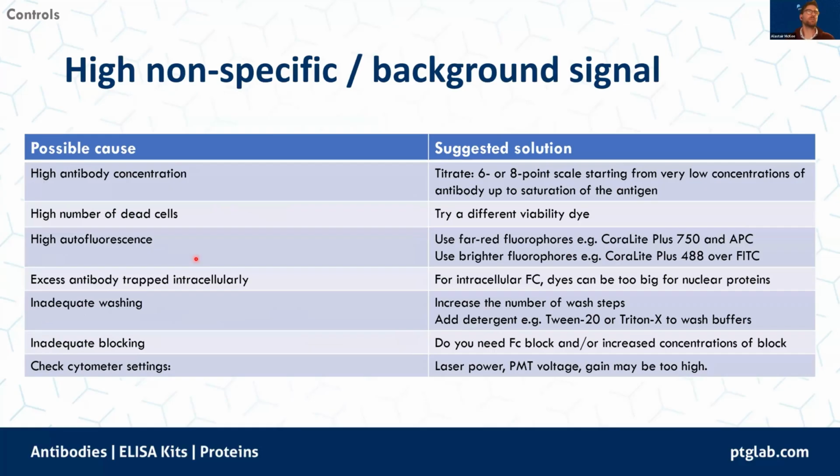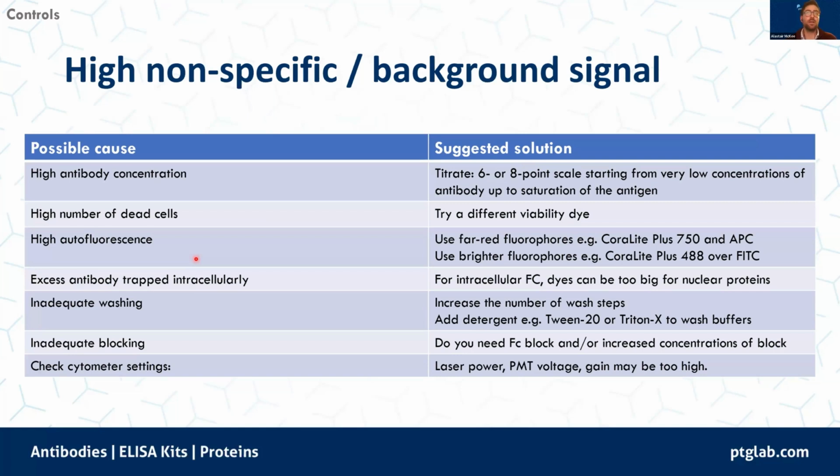If we go through some quick troubleshooting for high non-specific and background signal, similarly to low antibody concentration, always titrate your antibodies. If you have really high non-specific signal, try to titrate those antibodies to the optimal point. That might reduce the non-specific signal you're seeing. We mentioned dead cells can cause background as well, so make sure you've included a viability dye.